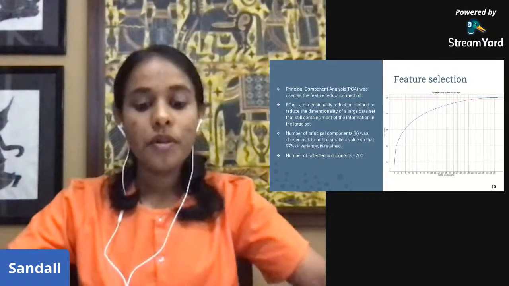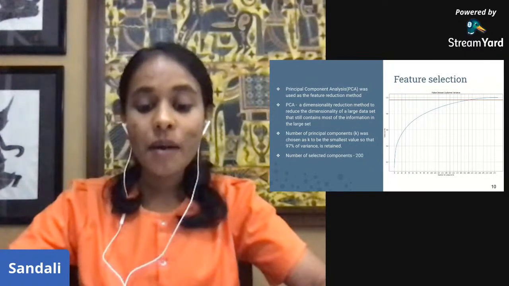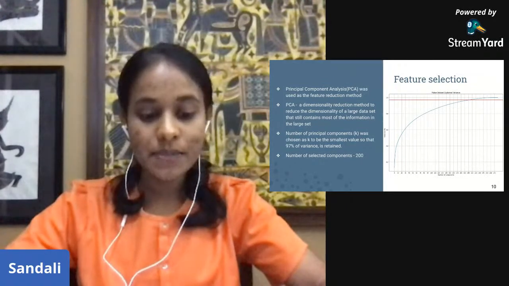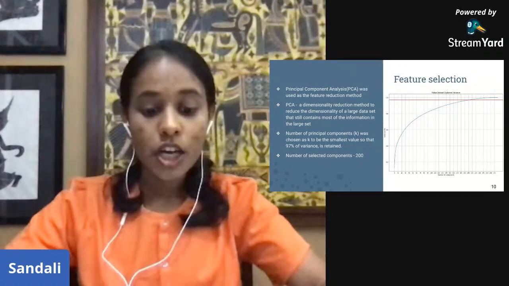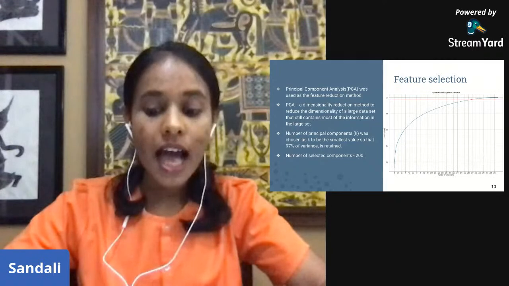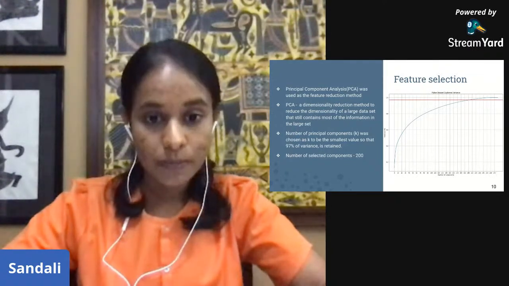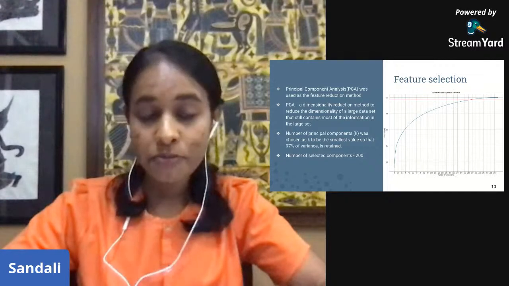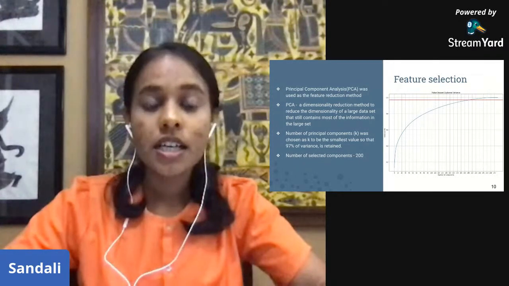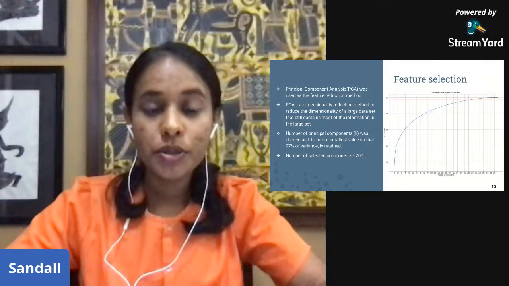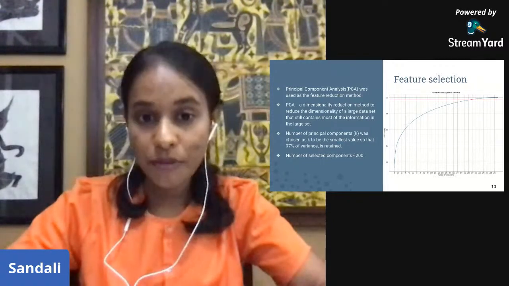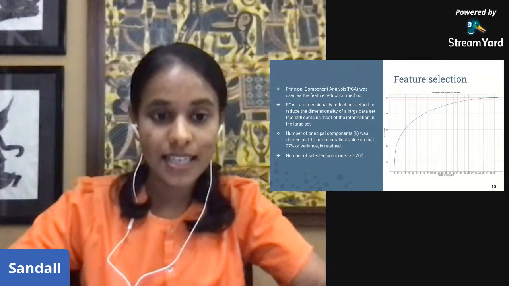We found that there are some highly correlated features among them. So we did a principal component analysis to reduce the dimensions of the dataset and obtain 200 principal components. The idea of principal component analysis is to reduce the dimension of a large dataset while still containing most of the information in the large dataset.